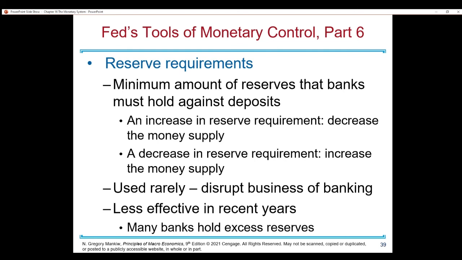An increase in the reserve requirement means that banks loan out less because they have to, and it's going to decrease the money supply because the money multiplier is going to go down. The converse is also true. Decreasing the requirement is going to increase the money supply because the money multiplier increases. Now, this isn't a very common method because it's going to disrupt the business of banking, and so they're not going to change the reserve requirement very often.